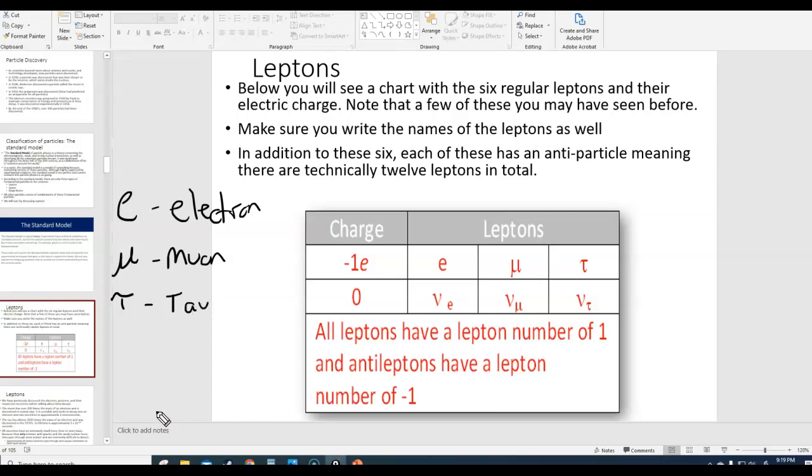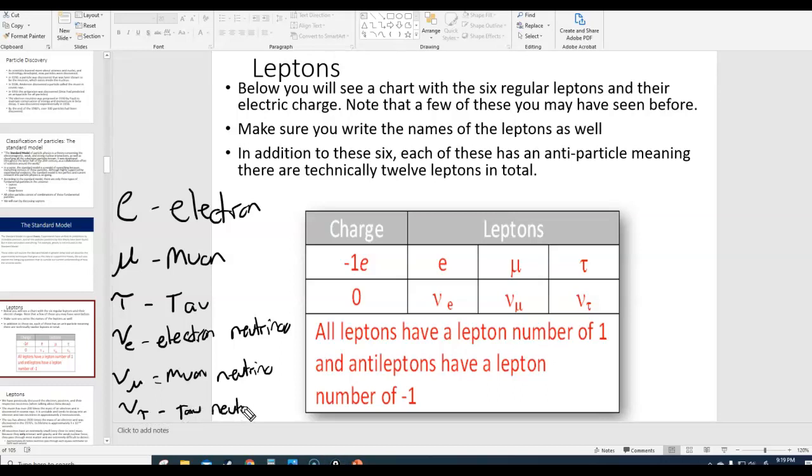TAU. Okay. We have, this looks kind of like a V, and I know it looks like a V on here, but it's actually the Greek letter nu. We have nu E. This is called an electron neutrino. We have nu mu. That is called a muon neutrino. And we have nu tau. That is called the tau neutrino.